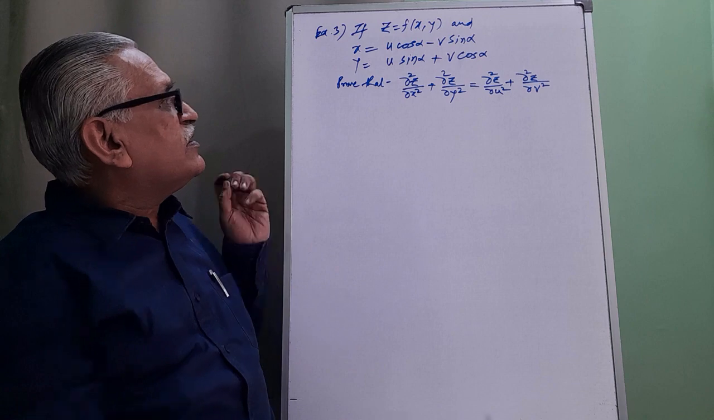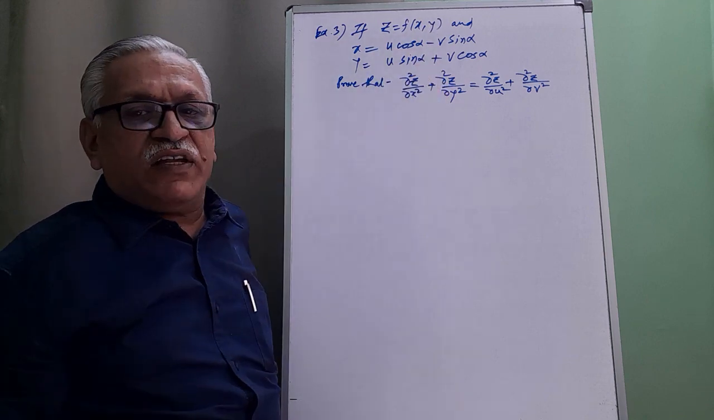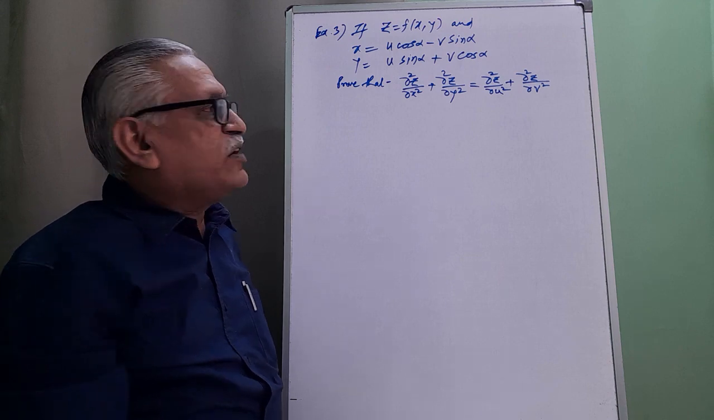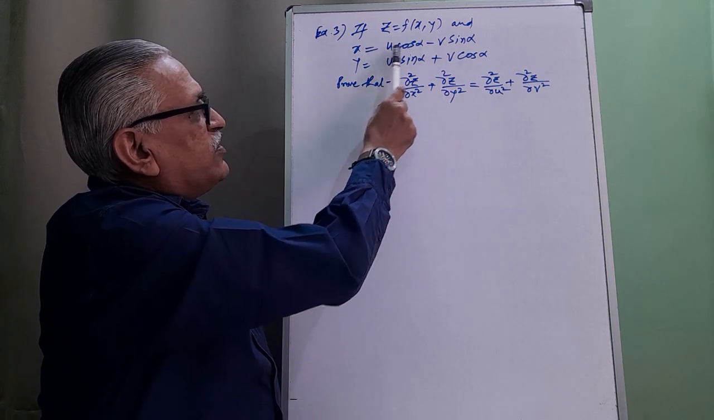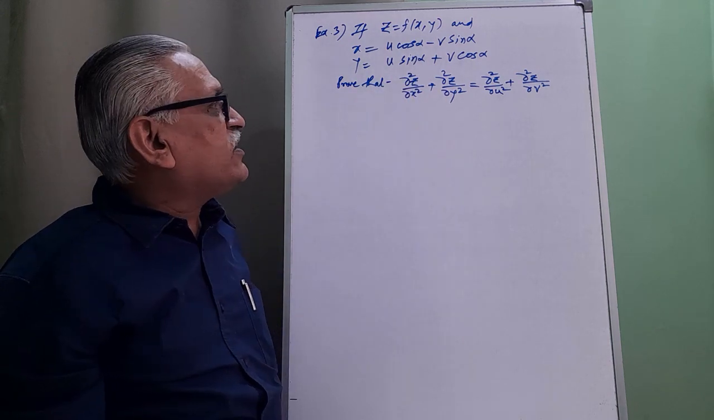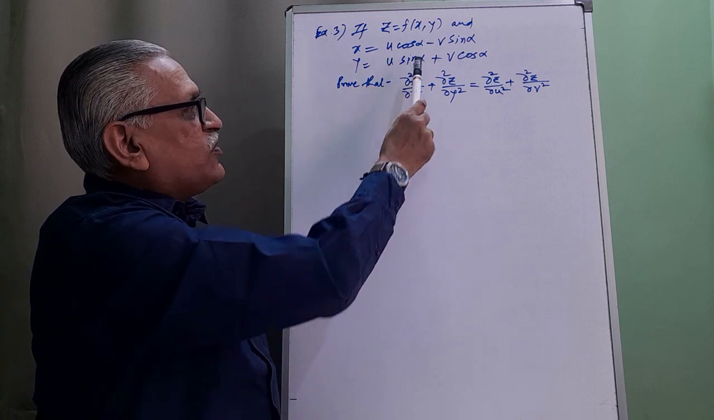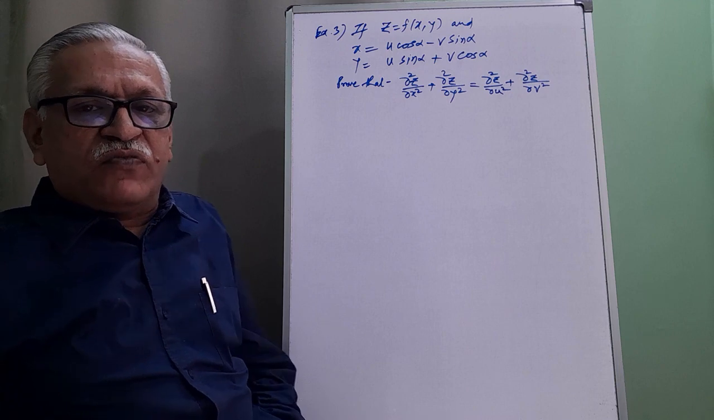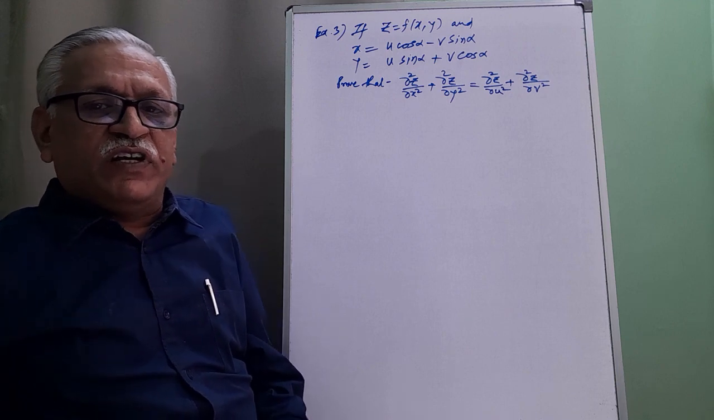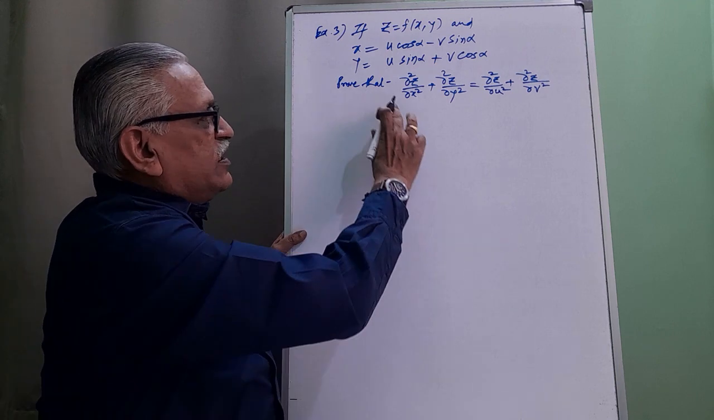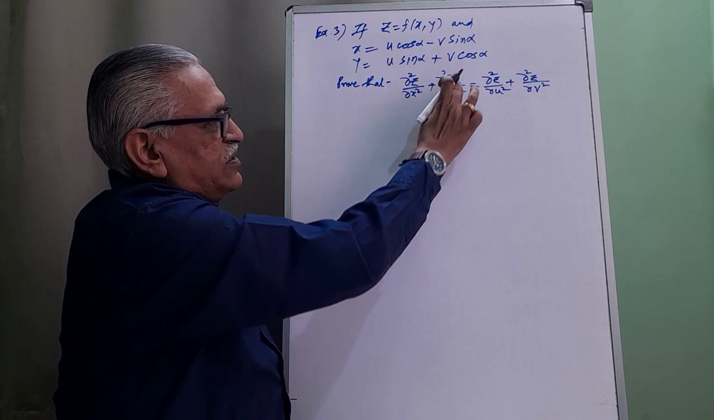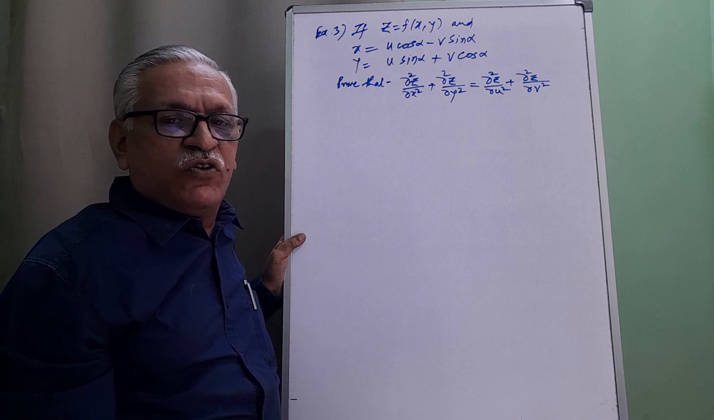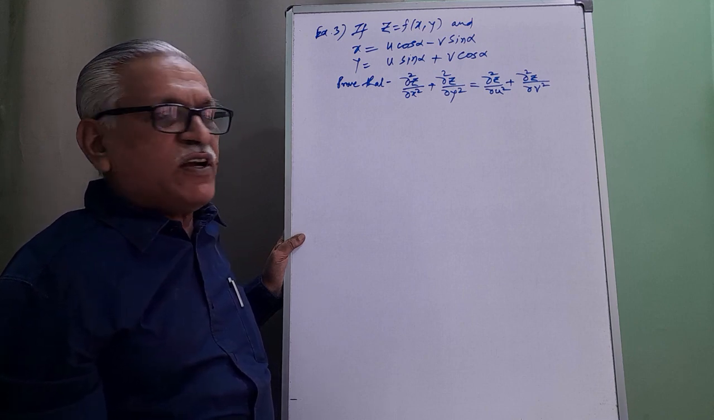Example number third: if z is a function of x and y, and this x and y are again functions of new two independent variables u and v, x is equal to u cos alpha minus v sin alpha, and y is equal to u sin alpha plus v cos alpha. Therefore, it is a function with two independent variables each. Then prove that dou 2z by dou x square plus dou 2z by dou y square is equal to dou 2z by dou u square plus dou 2z by dou v square.